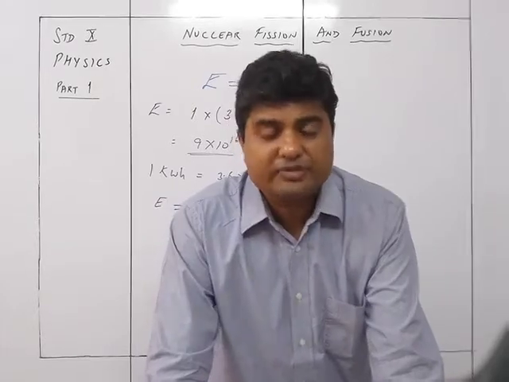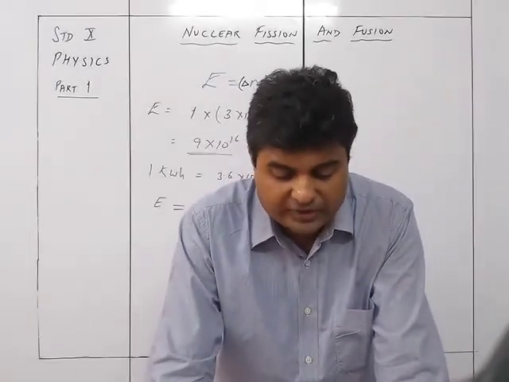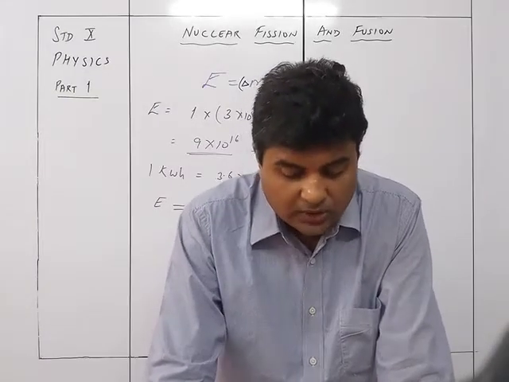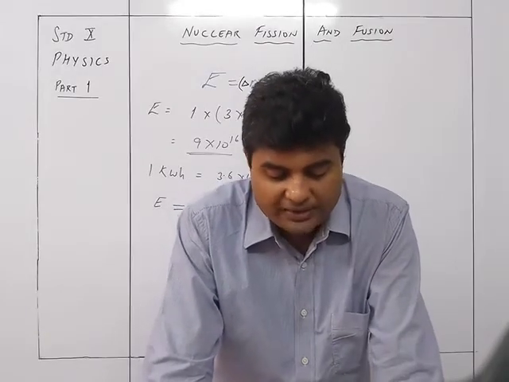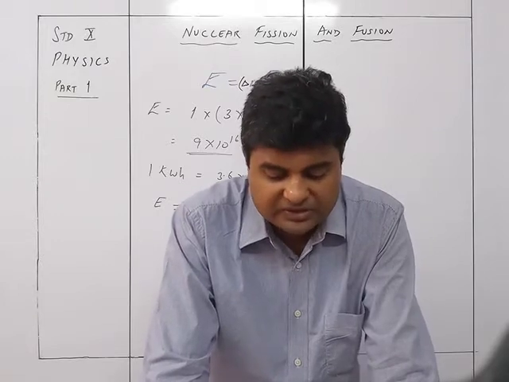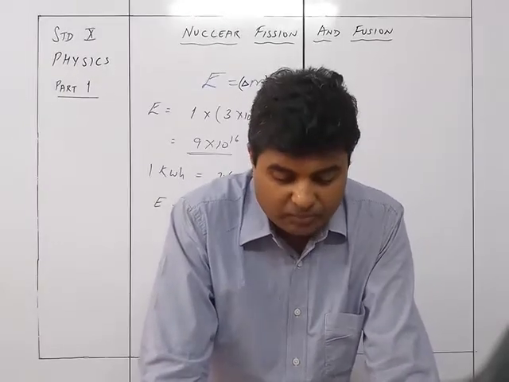Energy equivalent of mass of 1 kg: when 1 kg of mass is lost, the amount of energy released is equal to delta m c square, which is 1 into 3 into 10 raised to 8 meter per second, whole squared, is equal to 9 into 10 raised to 16 joule. Since 1 kilowatt hour is 3.6 into 10 raised to 6 joule, therefore the energy is equal to 9 into 10 raised to 16 upon 3.6 into 10 raised to 6 kWh, which is 2.5 into 10 raised to 10 kWh.